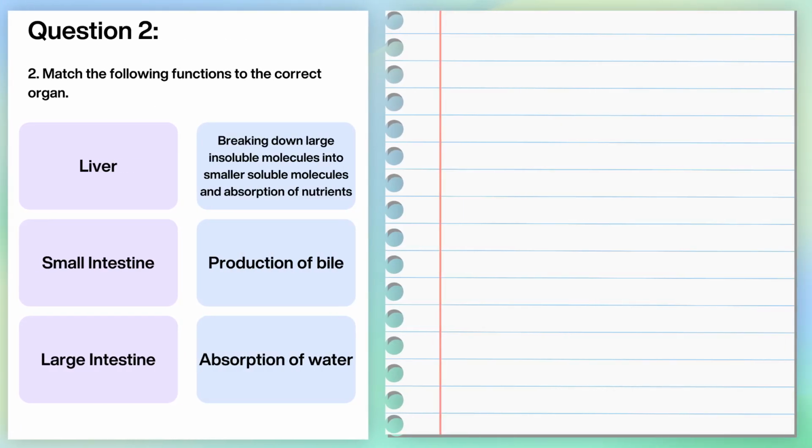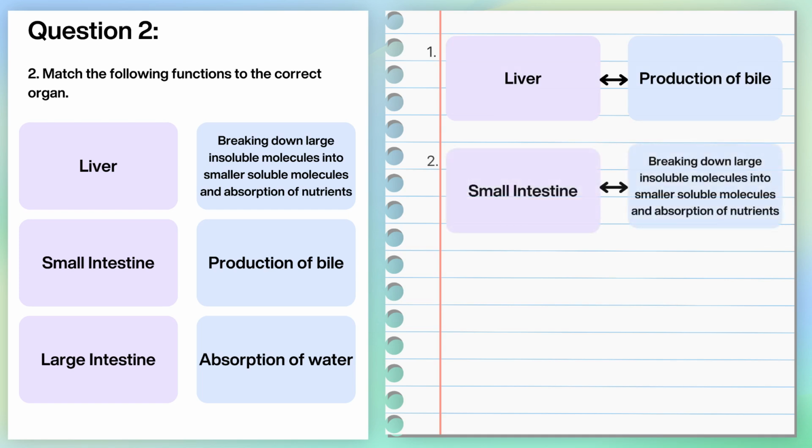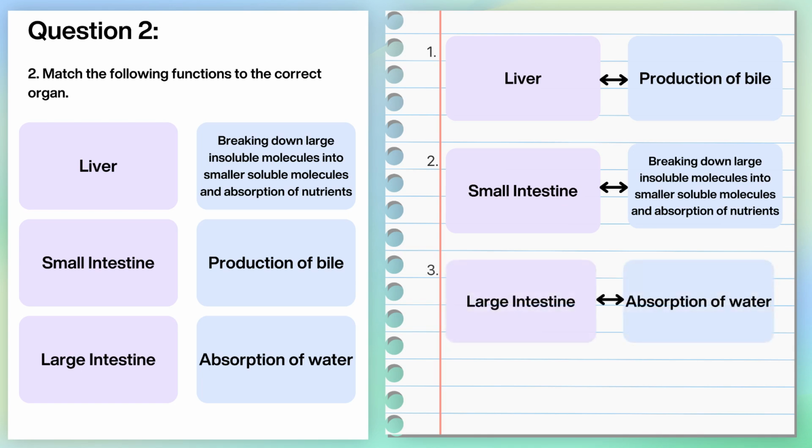For our second question, let's match the following functions to the correct organ. Pause here to have a go yourself. The liver produces bile, the substance that aids the digestion of fats. The main organ for the breaking down of large insoluble molecules into smaller soluble molecules and the absorption of nutrients is the small intestine. And finally, the large intestine is important for the absorption of water from undigested food.